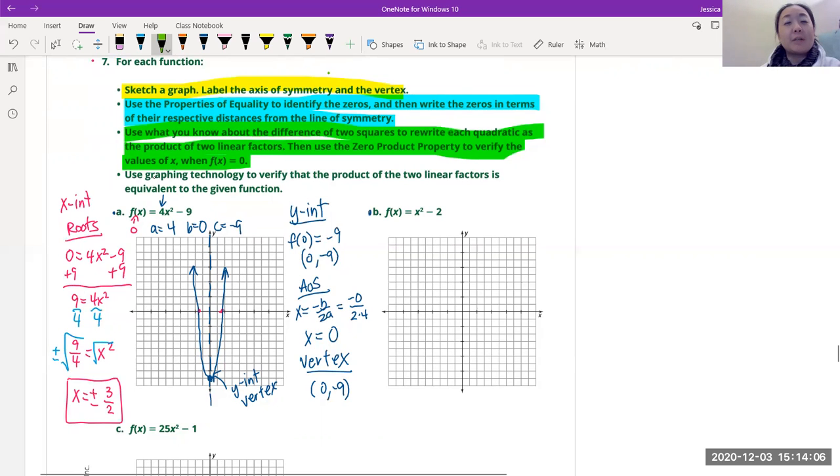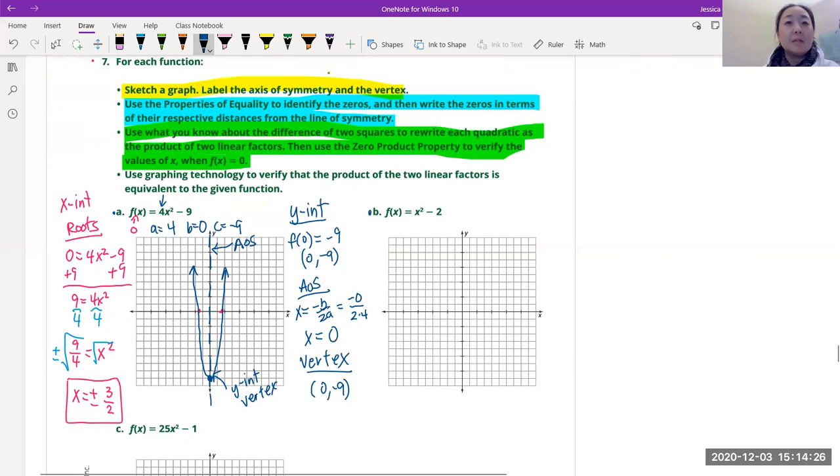Just saying. Okay, so again, right here, we graph this guy. We sketch the graph, label the axis of symmetry and the vertex. So one thing we did not do was label the axis of symmetry, so let's do that right now. Our axis of symmetry is right here. And if you're like, well, how'd you get that? Here it is. Do you see how I labeled them? So it's easy to find.